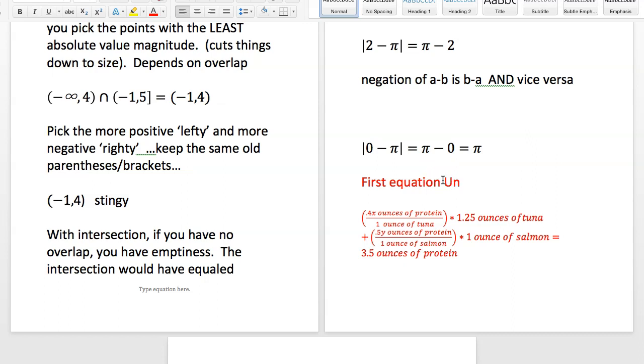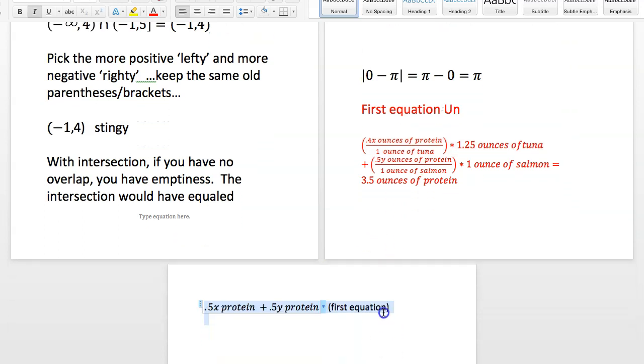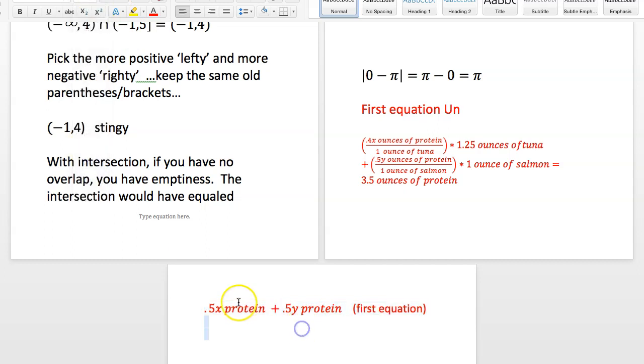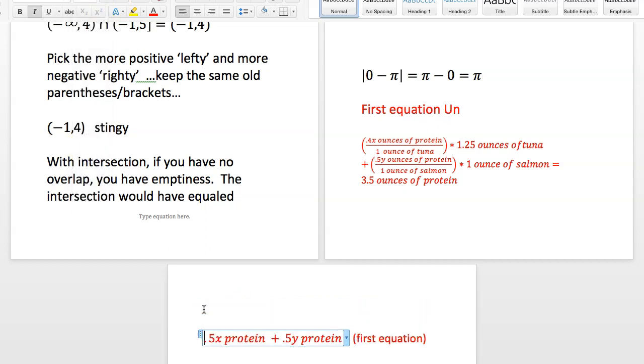How about unorganized? Let's organize it. So I need to get the organized first equation, and the organized first equation would be this guy. And let me make the font pretty big. There we go. So here's my true first equation. Oh, I've made it pretty, right? Here's my true first equation.